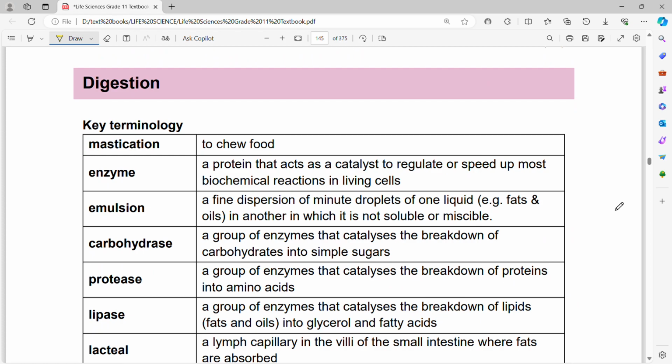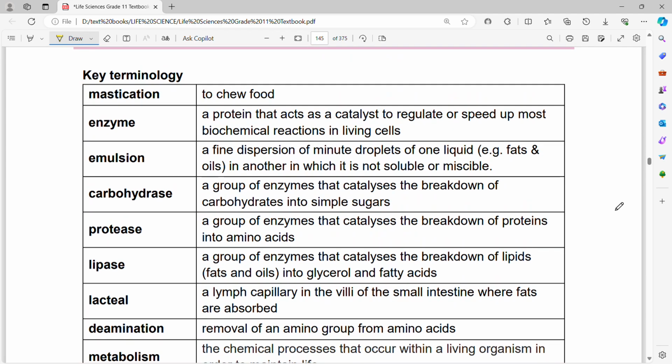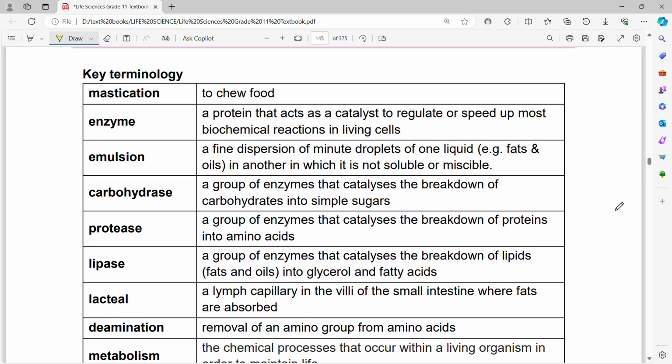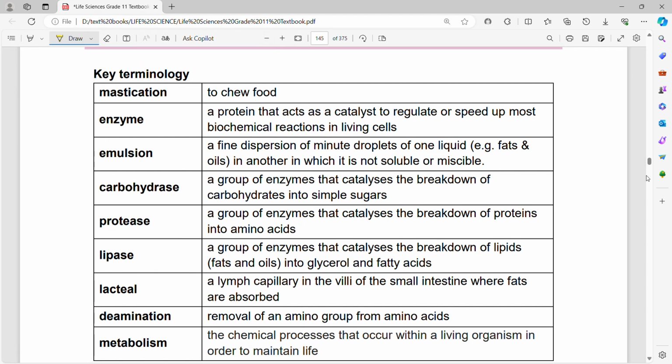Now, digestion. We will look at digestion in detail. So before moving on, let's again look at the key terminologies. Mastication is the process of chewing food. When we are chewing food, we are masticating.